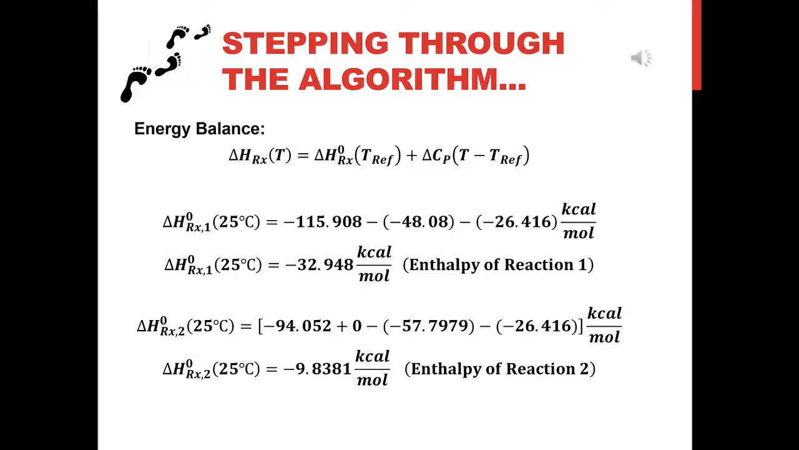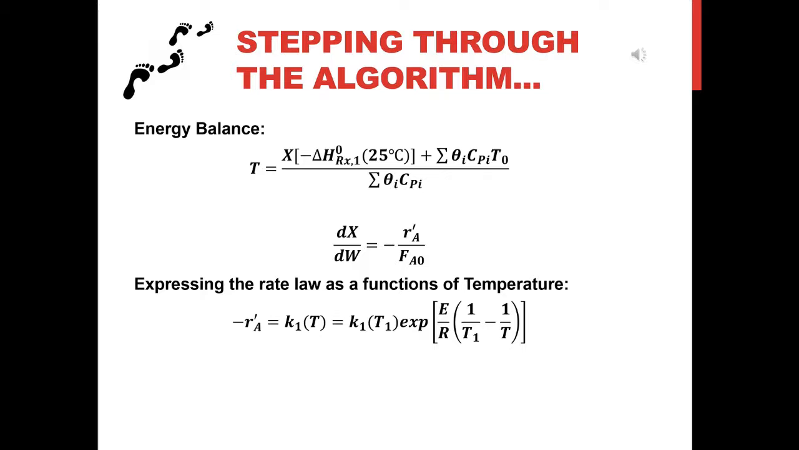The enthalpy of reaction 1 is negative 33 kilocalories per mole, and the enthalpy of reaction 2 is approximately 10 kilocalories per mole. The standard enthalpy of reaction values are on the same order of magnitude for both reactions 1 and 2. This result further supports our assumption stated earlier that the undesired reaction can essentially be neglected in our analysis because the selectivity of our desired reaction is upwards of 99%.